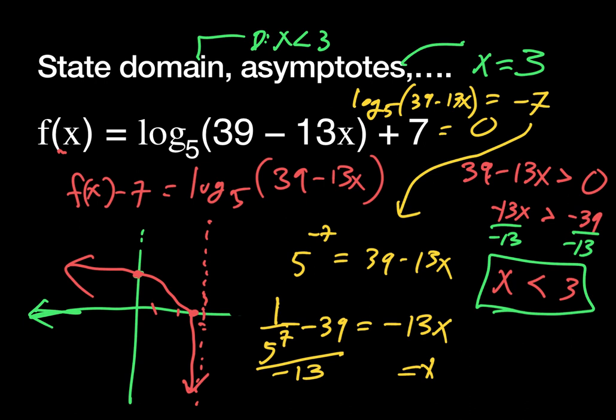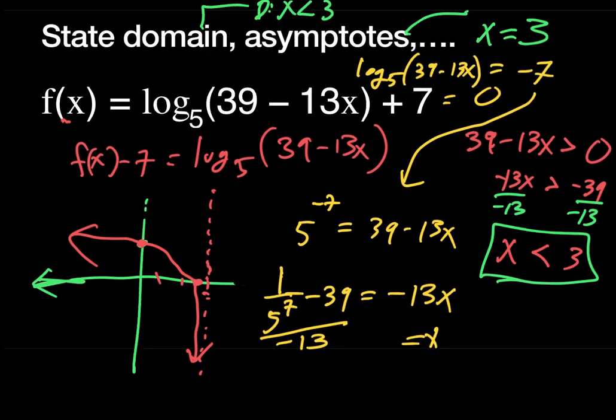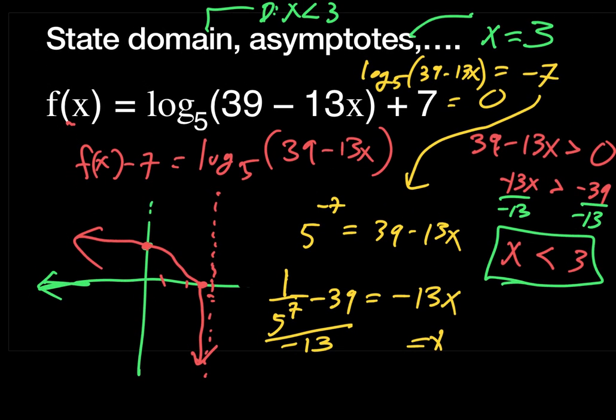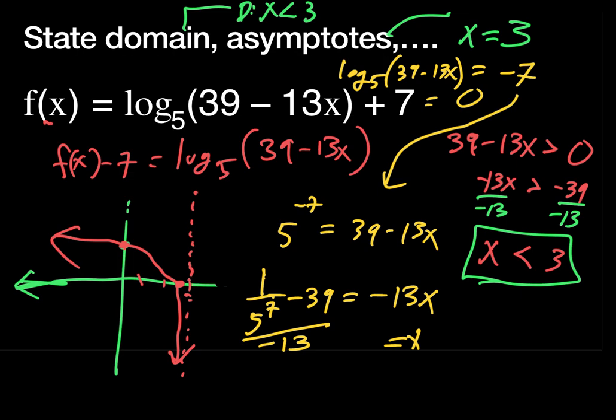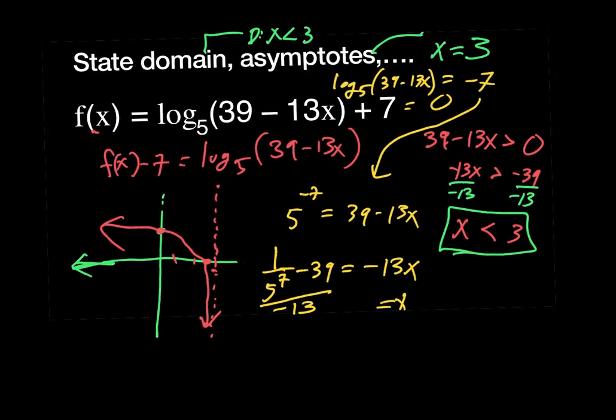I'm getting into some things that we're going to cover the next class period. The limit as x approaches 3 from the left. As I approach 3 from the left, coming this way on x, that's what that means. My graph is approaching negative infinity.